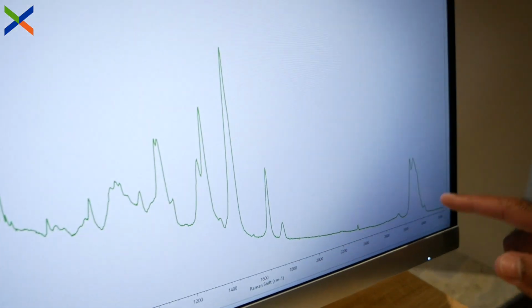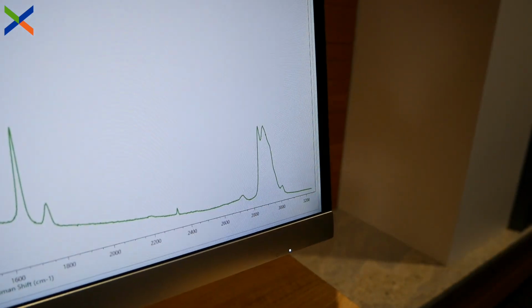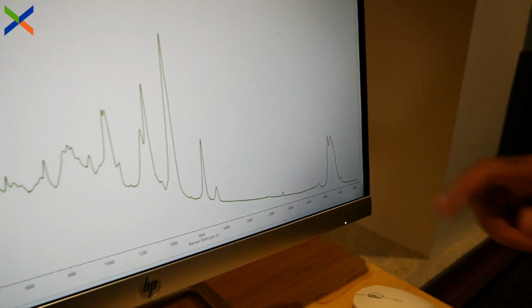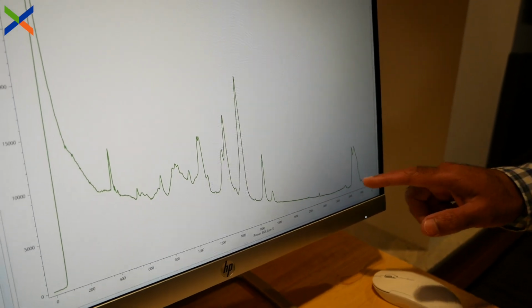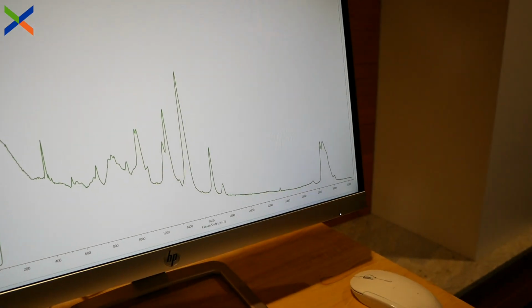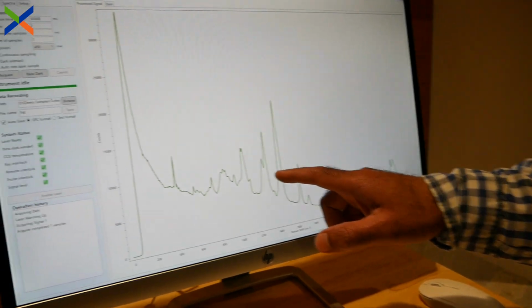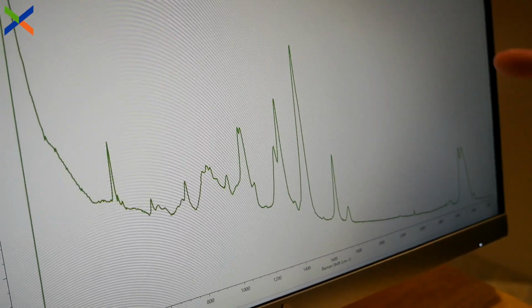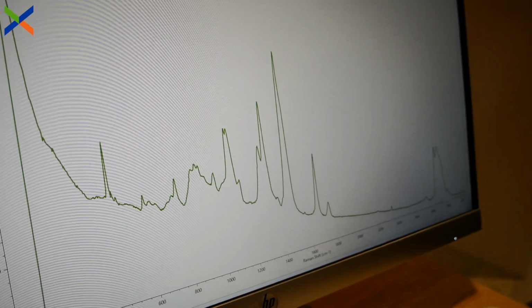You can notice that this region has gone up because the fat has a lot of hydrocarbons, and that's the part of the Raman spectrum where you start seeing that. These are again the slight amount of protein bands, but the ratio of the fat to the protein bands has changed since the last spectrum.